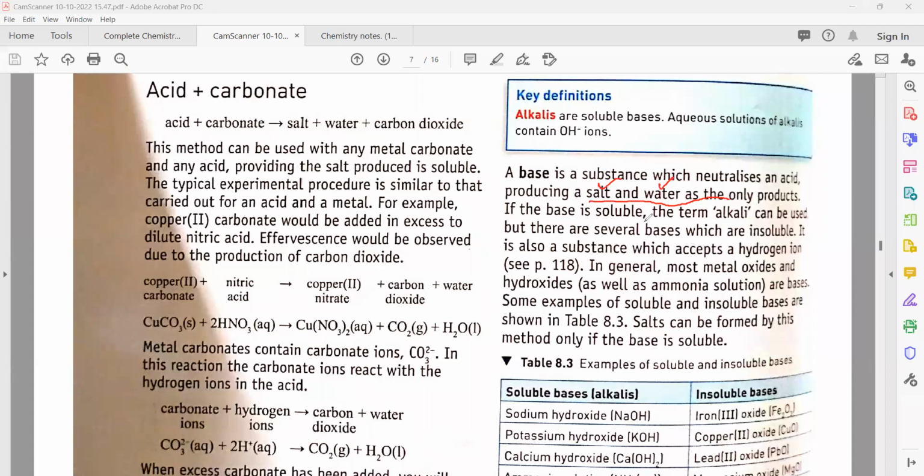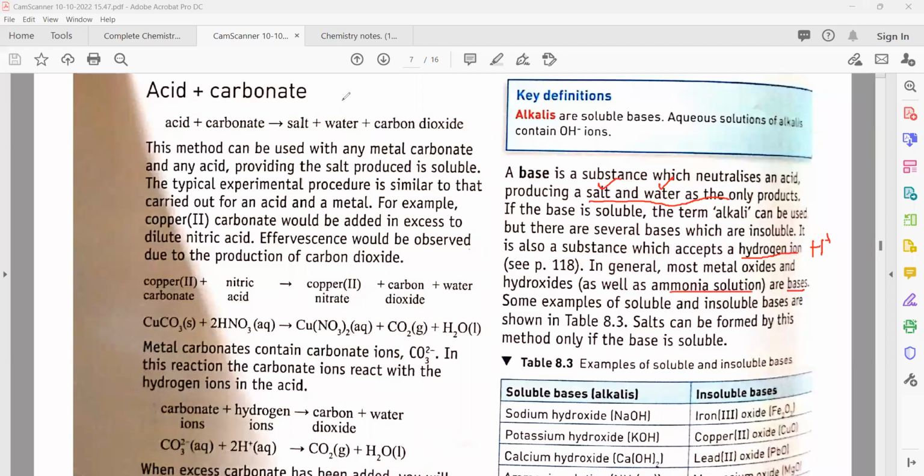If the base is soluble, the term alkali can be used, but there are several bases which are insoluble. A base is also a substance which accepts a hydrogen ion, that is, an H positive ion. In general, most metal oxides and hydroxides as well as ammonia solution are bases. So the hydroxides and oxides of metals and the ammonia solution, we name them as bases. Some examples of soluble and insoluble bases are given in the table.